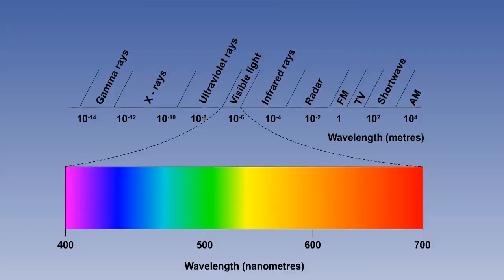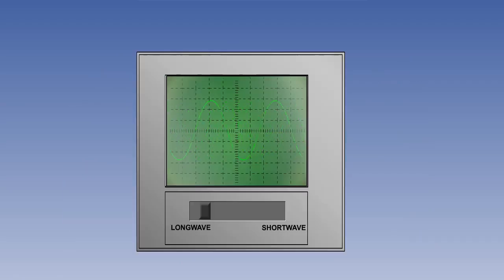Let's start by putting radio waves into the context of other waves. Here we see that radio waves form a small part of a wide spectrum of waves, known as electromagnetic radiation, some of which are visible as light. The various types of wave differ in wavelength, frequency, and energy.